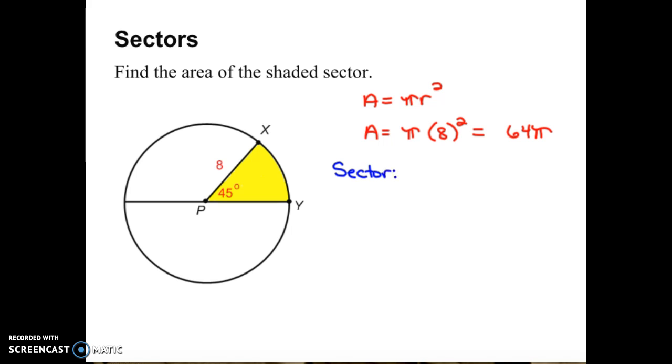Okay, so our angle is 45 degrees. So 45 out of 360 degrees is the sector. So again, I'm just going to multiply that fraction times the area. And again, I'm going to do just the part that does not have pi. I'm going to multiply that together on my calculator and write that answer next to pi.